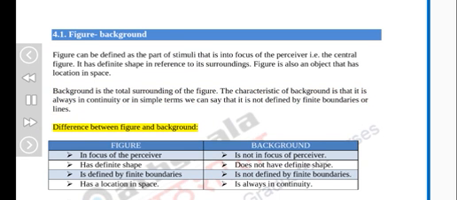Difference between figure and background. Figure: in focus of the perceiver; has definite shape; is defined by finite boundaries; has a location in space. Background: is not in focus of the perceiver; does not have definite shape; is not defined by finite boundaries; is always in continuity.